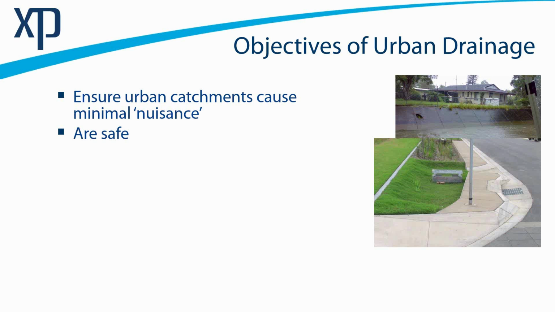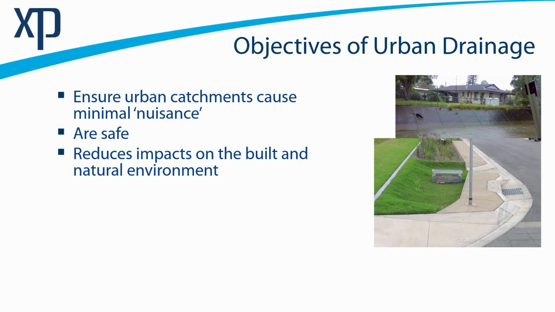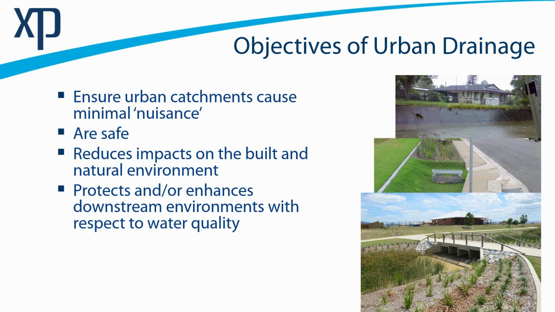You wouldn't want to be swept in there due to flood water, and we'll talk a bit more about safety later on. We want to try and reduce impacts on the built and natural environment. We want to avoid scour, avoid erosion, and of course avoid damage to property, as all of our insurers want us to do. And protect and enhance the downstream environments when it comes to water quality.